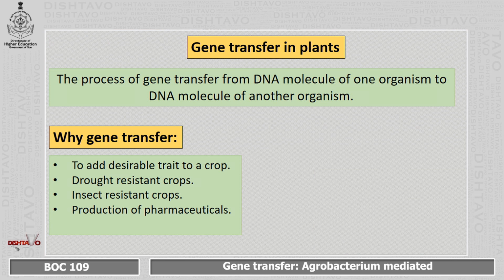Now, gene transfer in plants. Firstly, what is gene transfer? It is a process of transfer of DNA from one organism to the DNA molecule of another organism. Why is this gene transfer done? It is done to add desirable traits to the crops, that is basically to induce drought resistance in crops or pesticide resistance or insecticide resistance. Sometimes gene transfer is also done to produce pharmaceuticals through the plants.